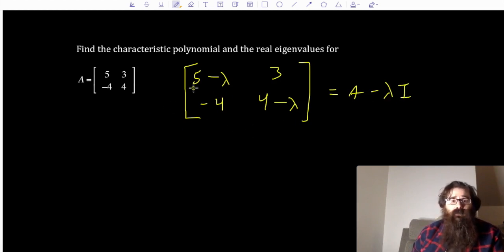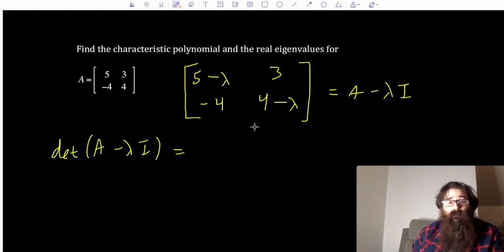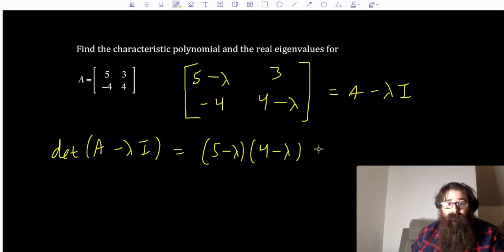Now I want to find the determinant of this matrix. Yes, I do. I promise you that I do. And 2 by 2s aren't so bad. Multiply in that main diagonal, 5 minus lambda times 4 minus lambda, and then minus 3 times negative 4. And we set that equal to 0. And let's expand this out. Let me FOIL this. I like to start with the last term of FOIL. Negative lambda times negative lambda is going to give me a positive lambda squared.